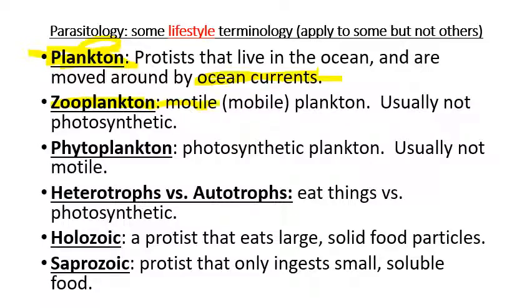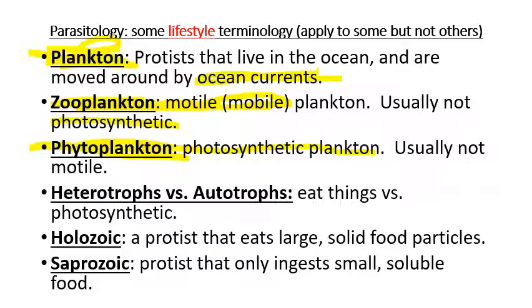As opposed to that, zooplankton are motile or mobile, right? So zooplankton is a special type of plankton. We recognize two different types of plankton: zooplankton, which are motile, and they're usually not photosynthetic, versus phytoplankton. Phytoplankton are photosynthetic plankton. Again, they're usually not motile. They're just carried around by ocean currents. Zooplankton are motile, but they can't swim very far.